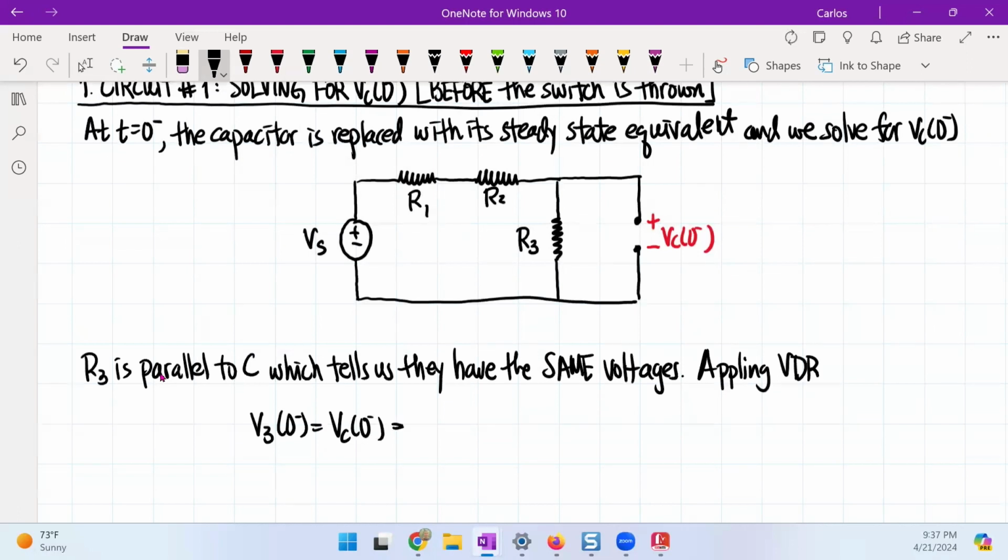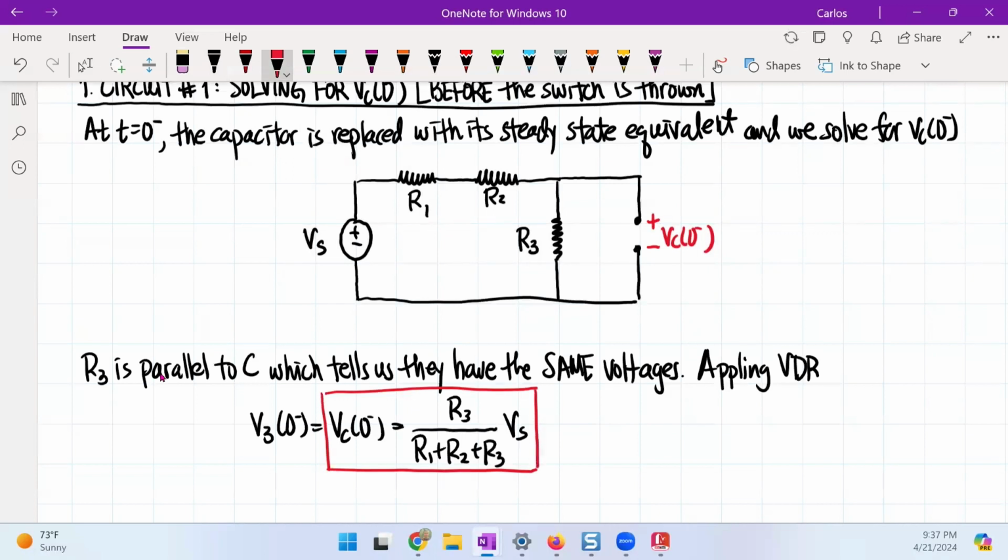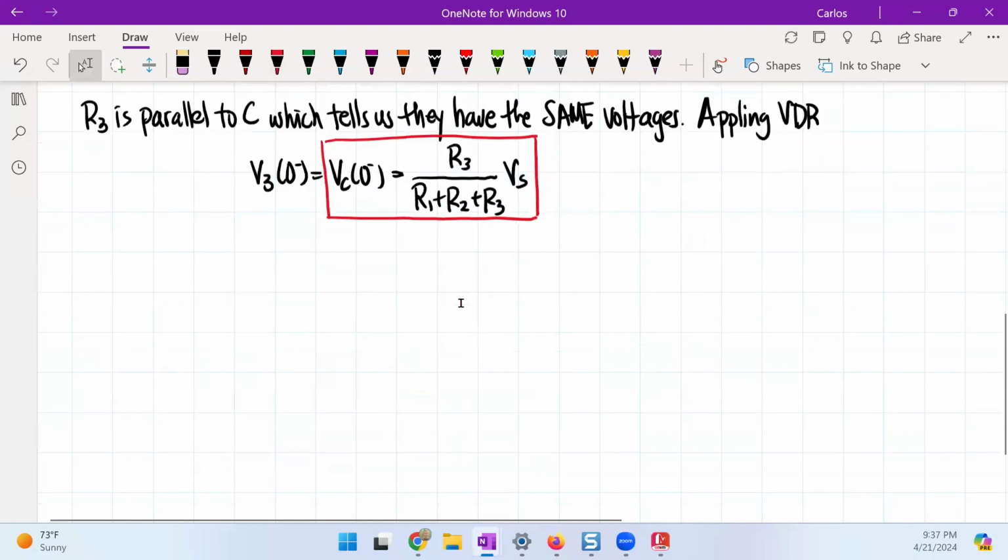And then just using the voltage divider rule, I have a series of resistors, and I'm only focusing on R3 right there. So that's the voltage, and that is what we were after. So that's our first circuit in order to get the initial condition. Of course, the complexity of calculating the initial condition is going to vary depending on the details of the circuit.